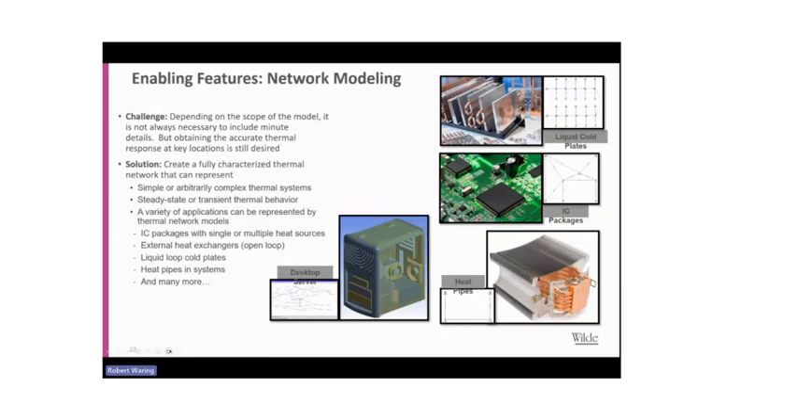So next, network modeling. Depending on the model scope, it may not always be necessary to include minute details while still obtaining accurate thermal responses at key locations. ANSYS offers a powerful solution through its network modeling capabilities, allowing engineers to create fully characterized thermal networks that represent both simple and arbitrarily complex thermal systems.